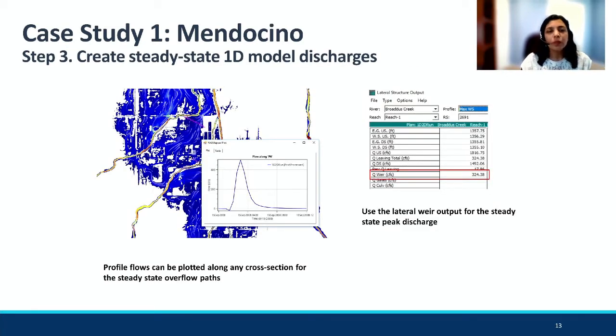For the steady state flows, the results from the 2D model lateral weir output hydrograph were used. There is another way we can use the 2D model results and do the profile flows. They can be plotted along any cross section, and you can determine the flow change location and extract the flow from the 2D to the 1D model.